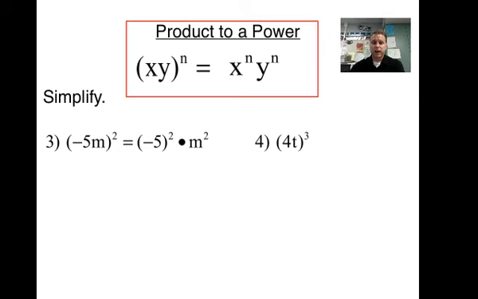So I have negative 5 squared, m squared, which would be 25m squared. Number 4, 4t raised to the third power. I have 4 to the third, t to the third, which would give me 64t to the third power.